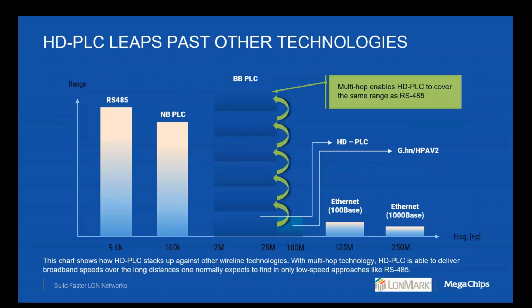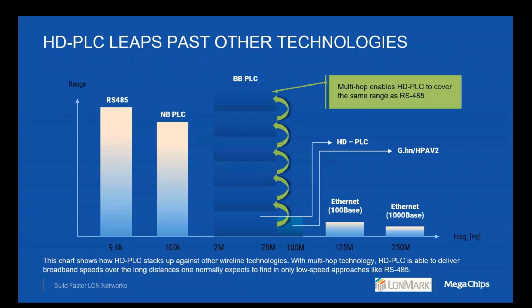So let me tell you how this is possible. Let me back up and review some of the key characteristics of various wireline technologies in use today and how HD-PLC stacks up against them. Here, the x-axis shows the operating frequency for some of the more popular wireline communication technologies, and the y-axis shows the relative range to each other. I didn't put any numbers on the range as it varies depending on the line conditions, such as the type of cables, the type of devices on the line, the number of branches, the noise on the line, and so on. We'll talk about that a little bit later in the next slides.